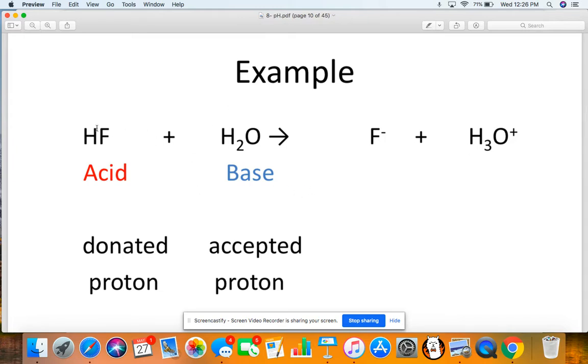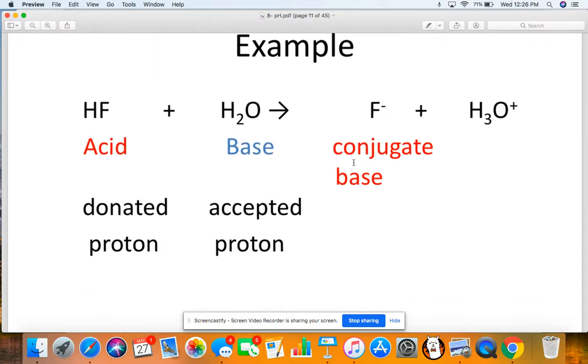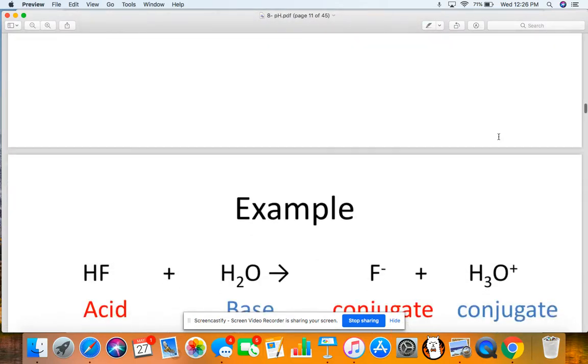Now we want to take a look at the opposites. Well, here we have HF. Its opposite is going to be this F, right? We've lost that hydrogen. Remember, every acid has a conjugate base. So that means that this fluoride ion on this side is going to actually be a conjugate base. Whereas hydronium on this side, this here is a base. Well, every base has a conjugate acid, so therefore that would make hydronium our conjugate acid.